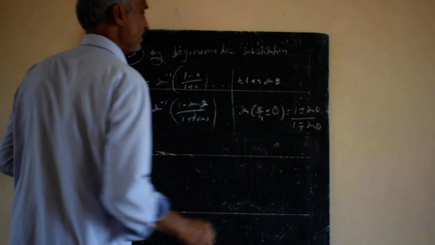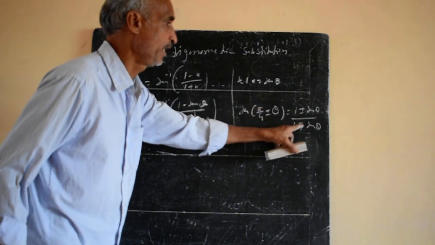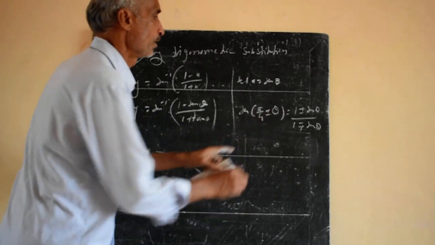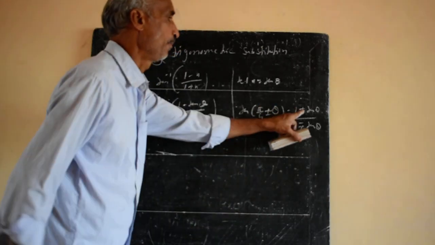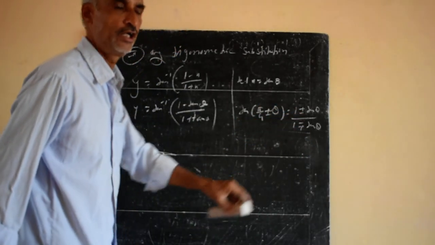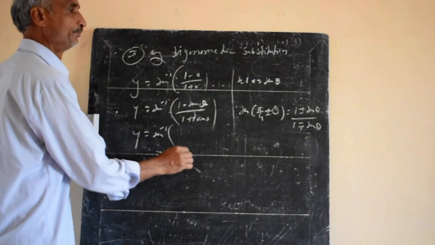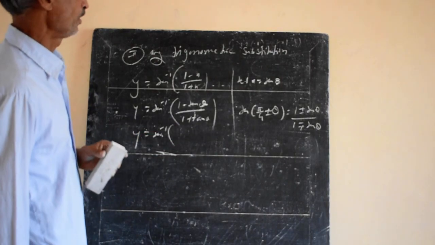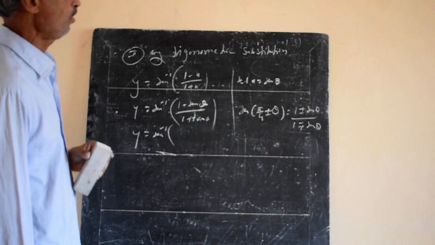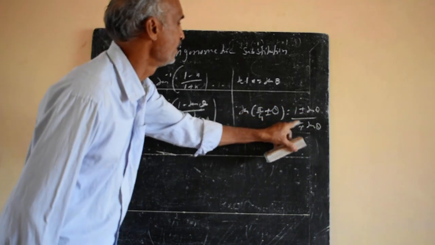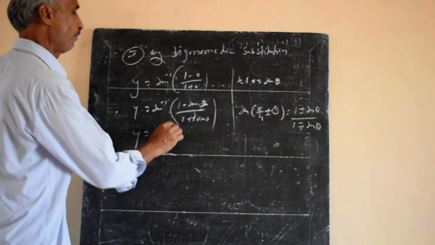Here it is plus, here it is plus and minus: plus in the numerator, minus in the denominator. Here it is minus, here it is minus: then minus in the numerator and plus in the denominator. Okay, y equals tan inverse of, therefore it is tan of pi by 4 minus theta, because numerator is minus, denominator is plus, means it is minus, tan pi by 4 minus theta.